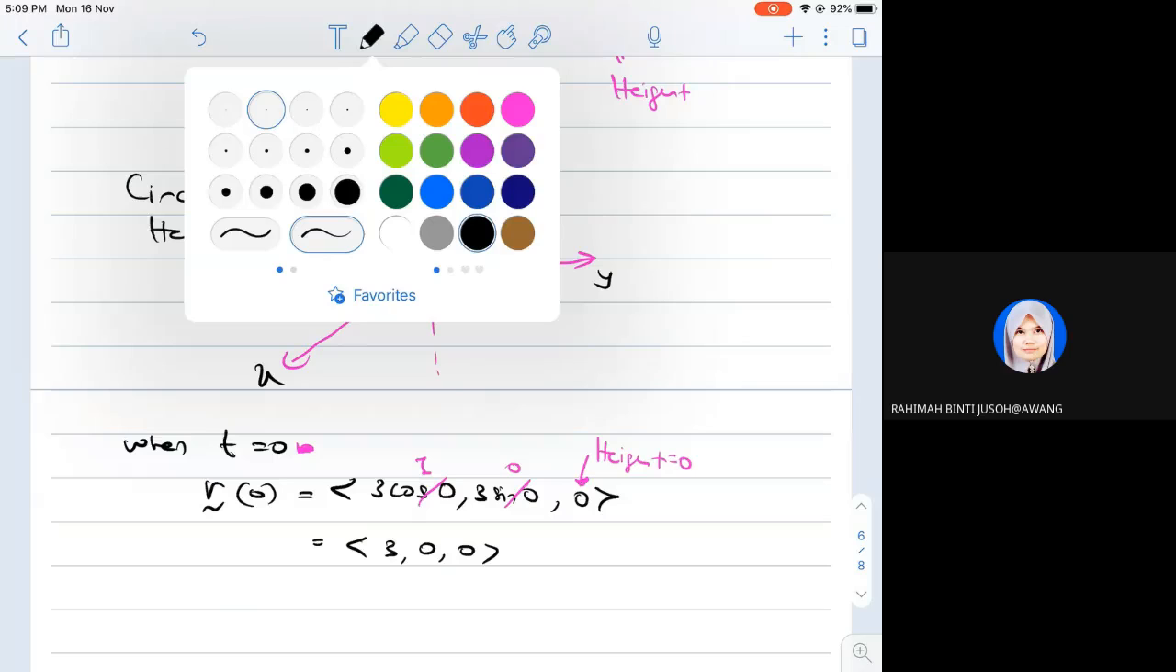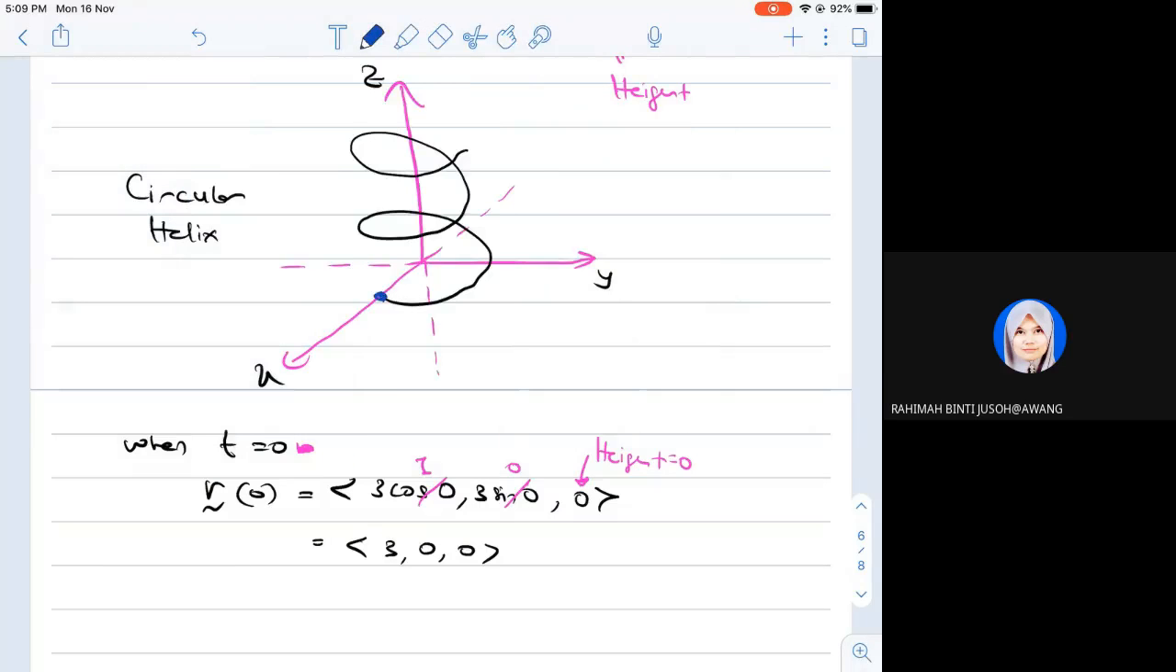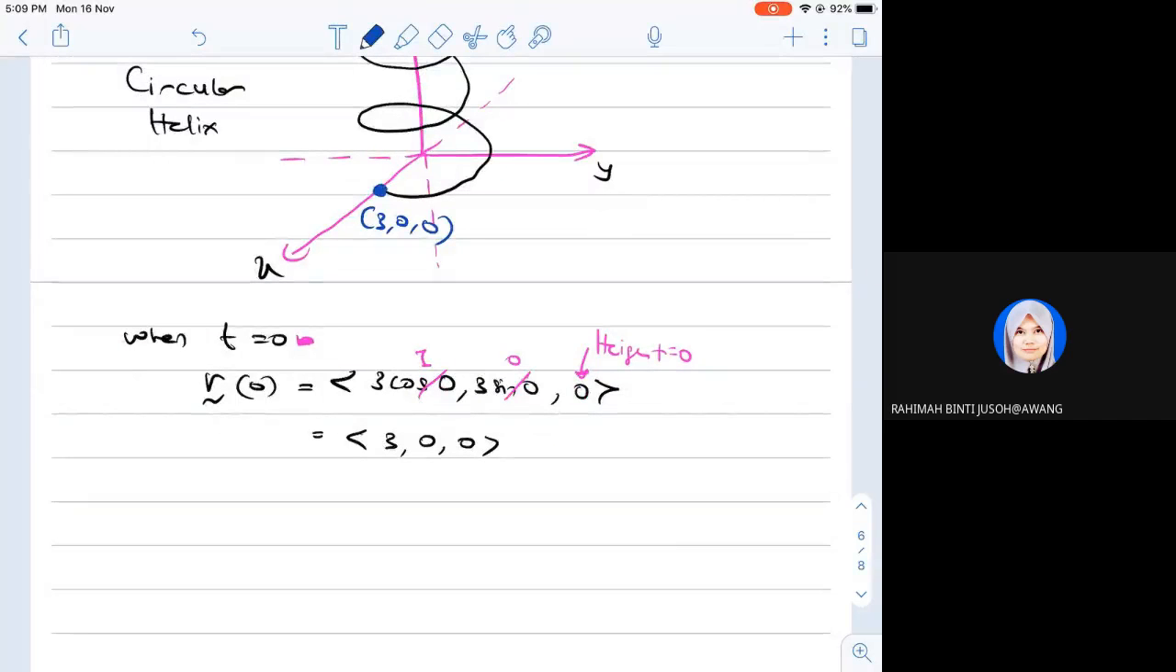So this is the coordinate. Saya pakai marker, saya pakai pen biru lah. So here we have 3, 0, 0. That's the coordinate. Okay, next, let's say I increase the values of T.